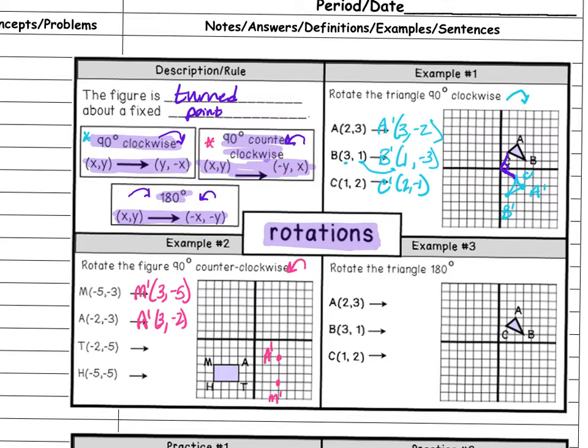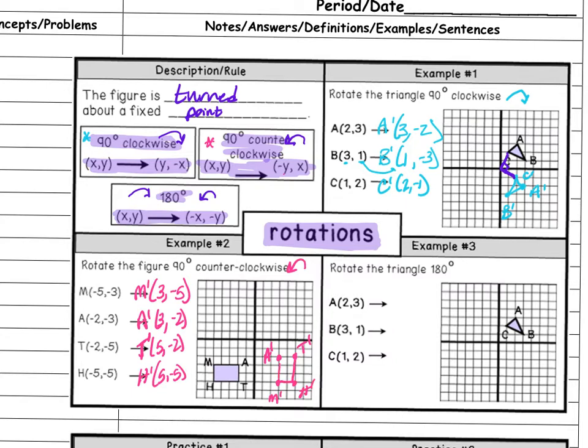Okay, and then we've got T prime. Let's make sure it's a T prime here. Same thing, the y becomes the x, only it's positive, so that'll be 5, -2. So 3, 4, 5, -2. So that's T prime. And then we've got H prime, which will become 5, -5. And it should be right here, which is H prime.